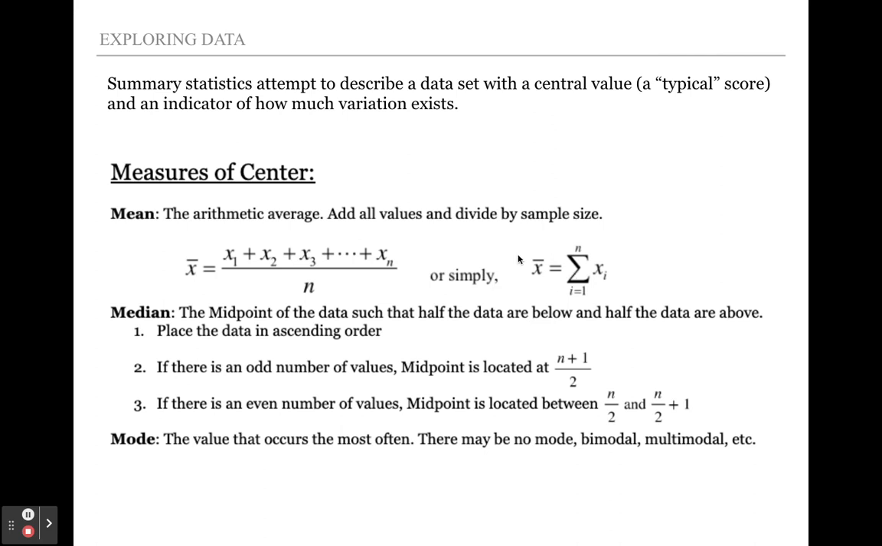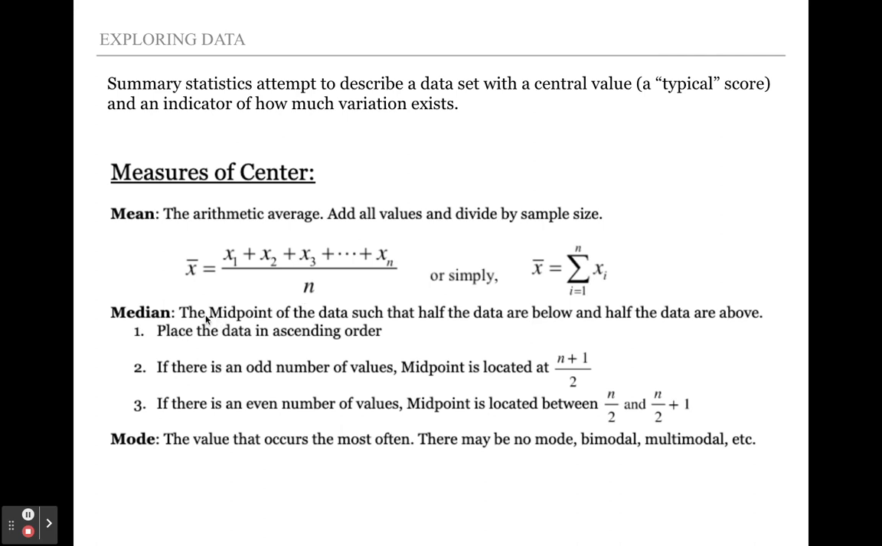Or simply, the X with a bar. So X bar, that stands for mean. It's the sum of all your individual X values, your data values. You add them all up from 1 to n. Oh, this is missing divided by n. All right, so I'll have to update that. So it's the sum of all the individual data values divided by n.